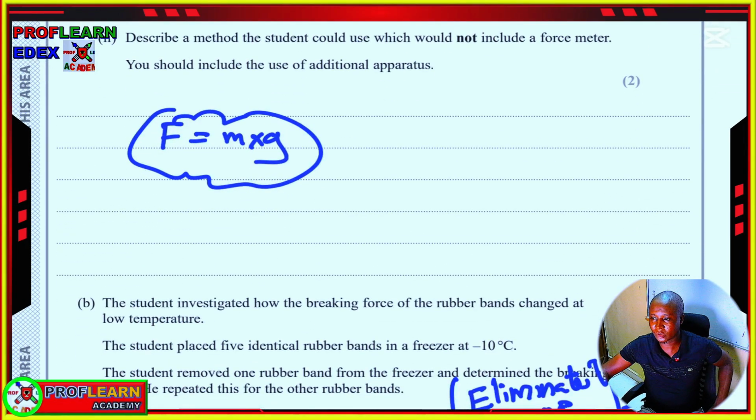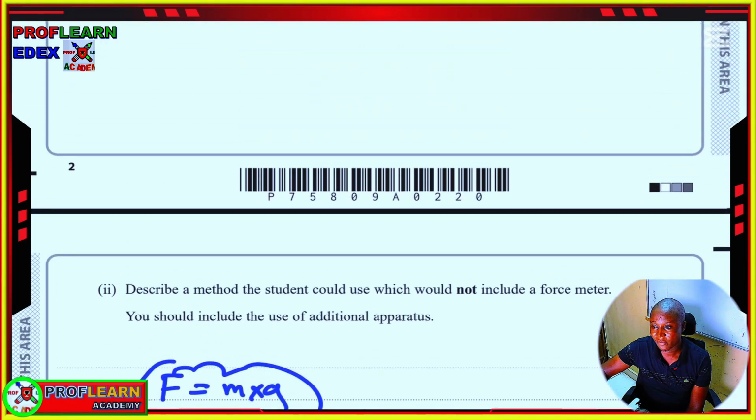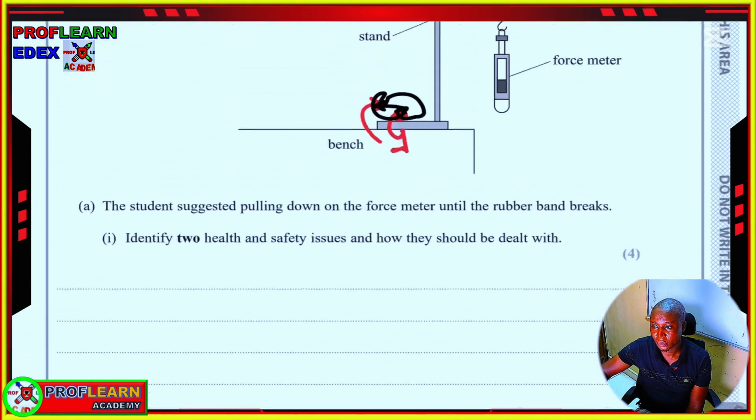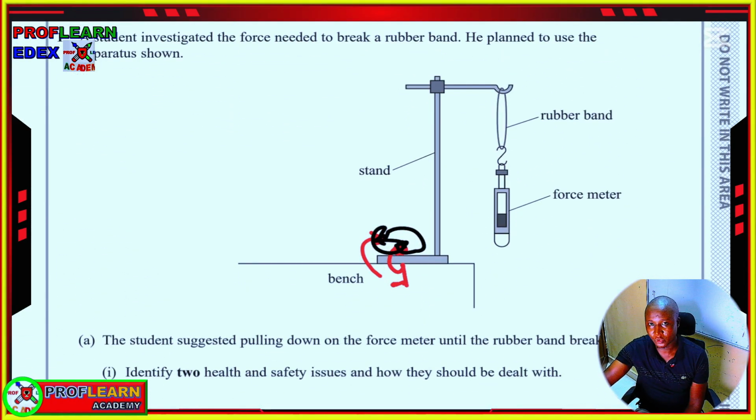I need also to mention another area here: describe the method the student could use that does not include a force meter. What else could have been done in order to determine the breaking force of this particular rubber band?